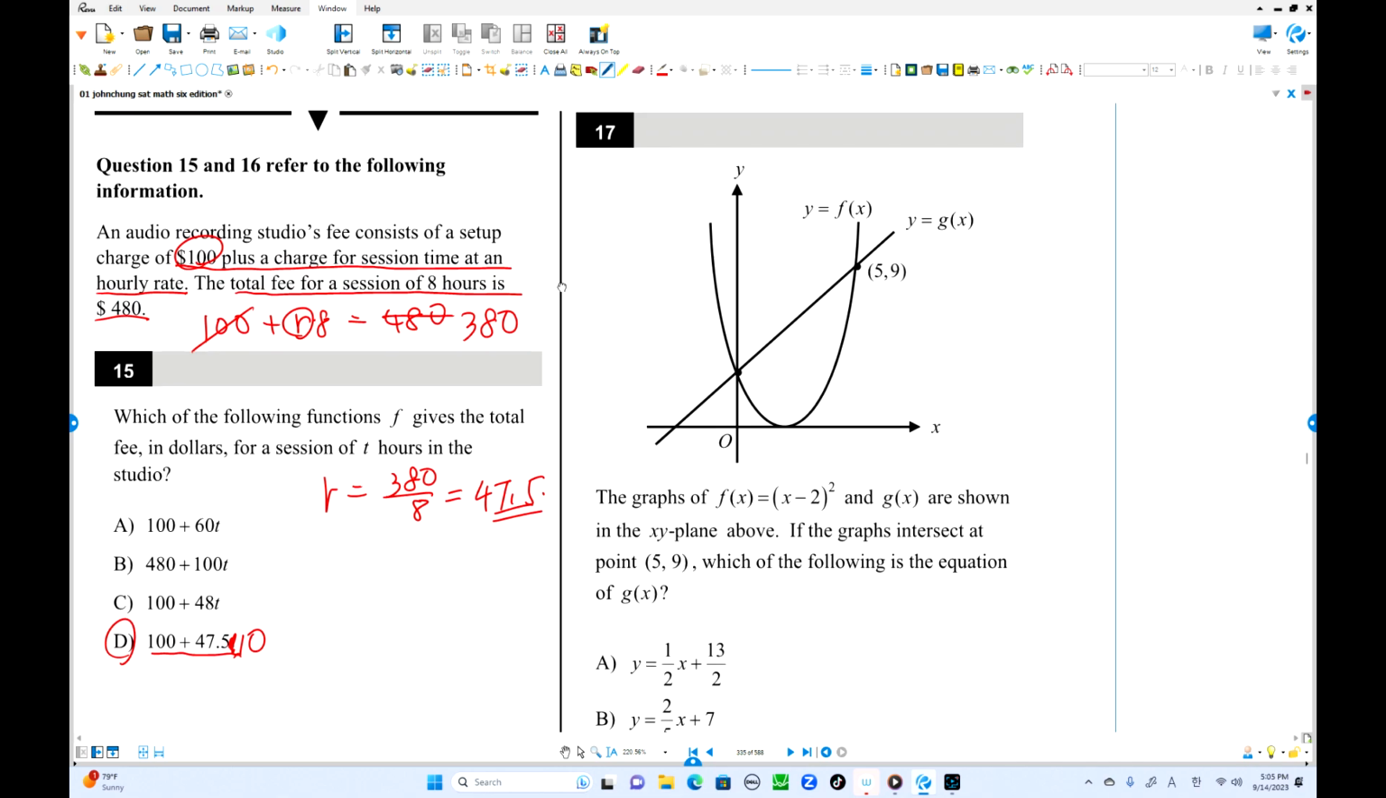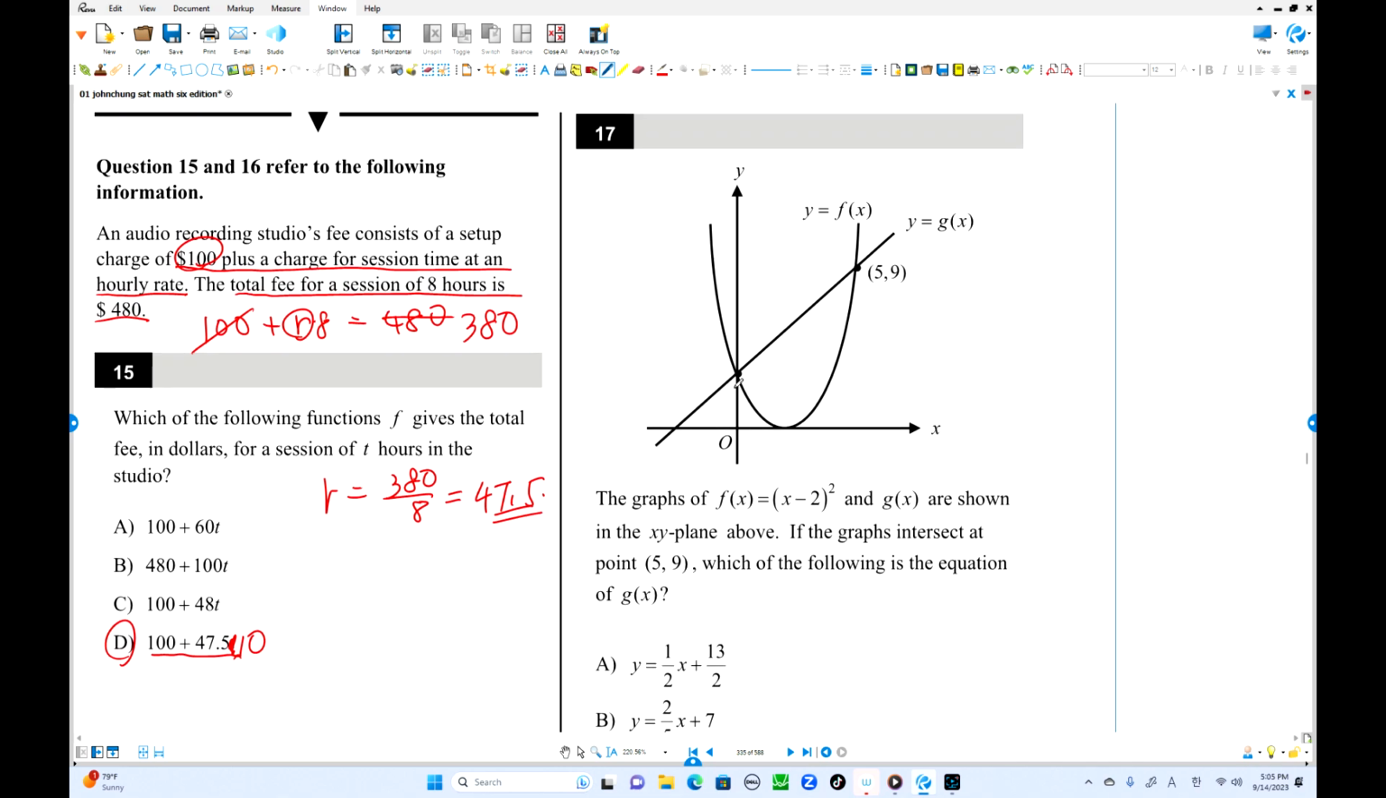Here is number 17. So we have another quadratic and a linear. So f of x equals (x minus 2) squared. So this one should equal 2, isn't it? The x-intercept is 2. So what is being asked? Which of the following equations? Okay, you're going to find the equation of this one.